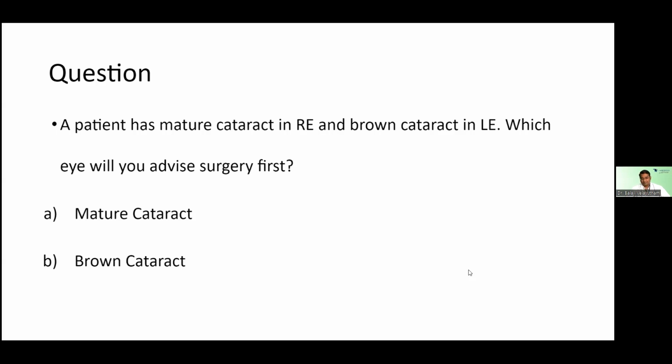Please give your explanation on that. So if I were the surgeon and I see a patient with a mature cataract in one eye and a brown cataract in the left eye, I would advise the mature cataract surgery first, because the chances of a mature cataract progressing into a mature intumescent cataract or a Morgagnian cataract, and causing pain due to phacolytic or phacomorphic glaucoma, is higher than a brown cataract progressing into a black cataract and getting dislocated into the posterior chamber. So given a choice, I would advise mature cataract first.